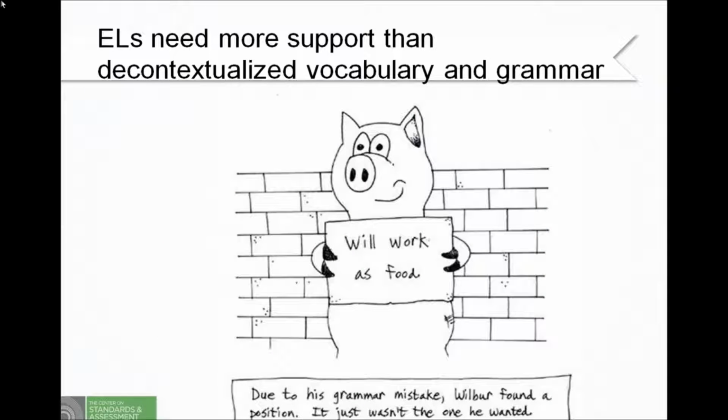ELs need more support than decontextualized vocabulary and grammar. It's really about learning to use language in context. It's not having decontextualized skills and strategies and vocabulary, but how you're going to put together and apply them. This is a big change because we're looking more at the functions of language, the use of language and how it occurs in practice. So the instructional goals for ELs focus on how to support them in learning how to use language effectively as they progress towards independent participation in grade-appropriate activities.